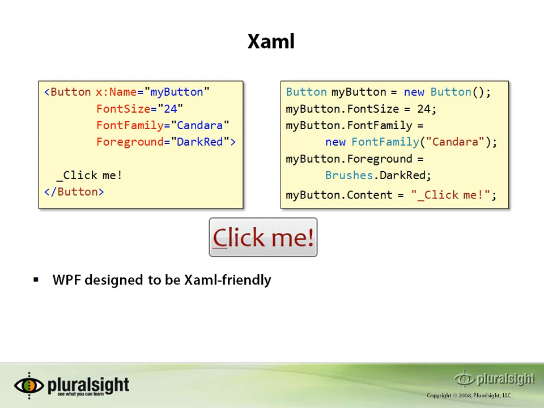Well, XAML is really nothing more than a language for building .NET objects. On the right-hand side here, we have C# code that has exactly the same effect as the XAML on the left. In the XAML, this use of a button element signifies that I'd like to create a new button object. And this x:name attribute indicates the name I'd like to use when referring to this button. The font size attribute corresponds to the font size property in code, and likewise the font family attribute corresponds to the font family property in code. And the content of the button element just corresponds to yet another property, content in this case.